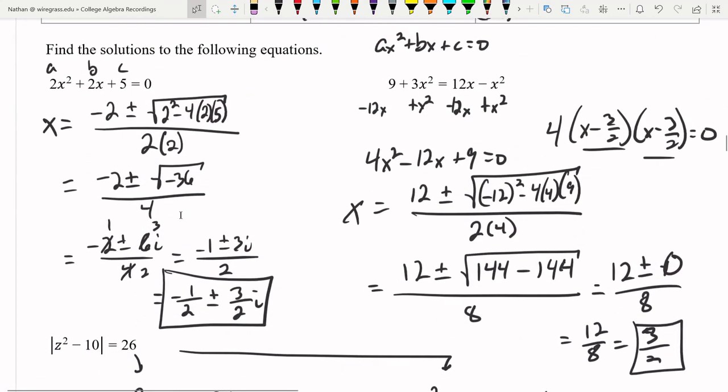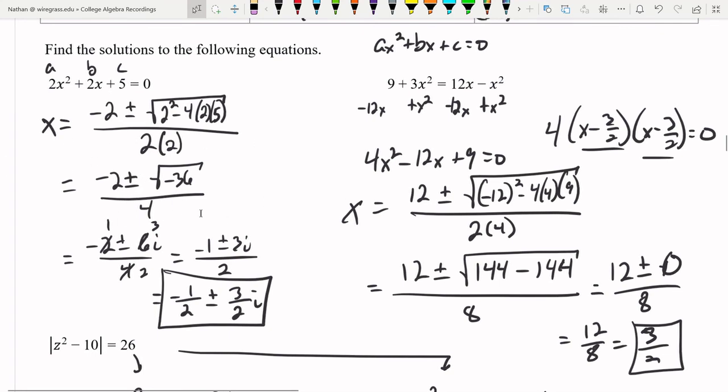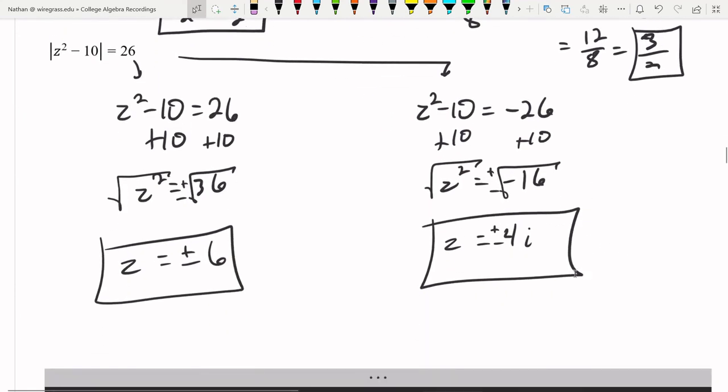So for the first one, this one's complex. This should not have any x-intercepts, so we should not see any solution from this one. This one, we should see the quadratic just touching the x-axis at 3/2. And finally, this one, we should be able to see these two, but these two we will not.